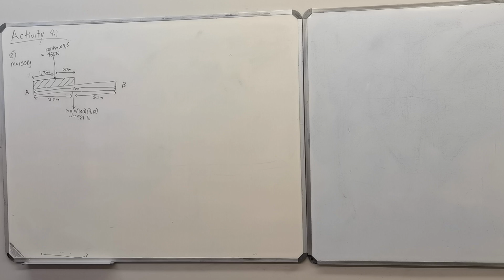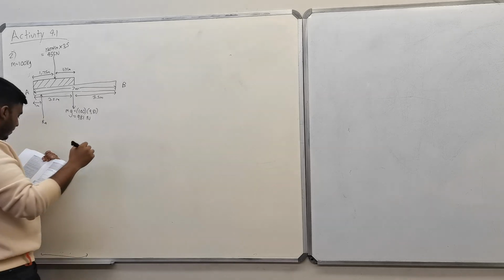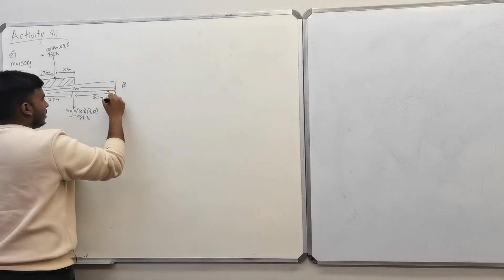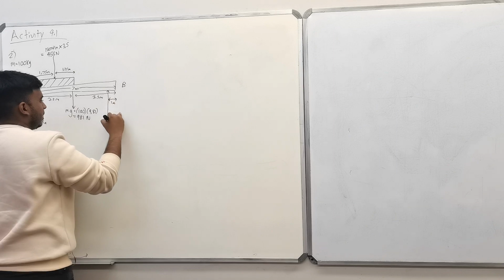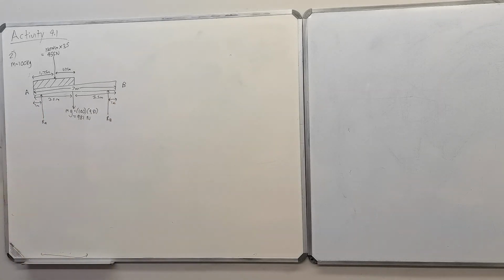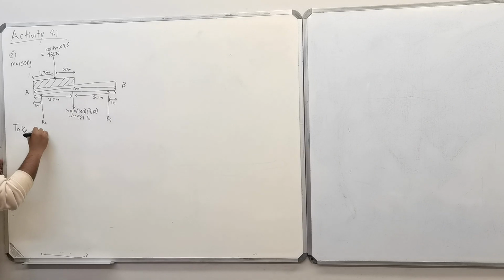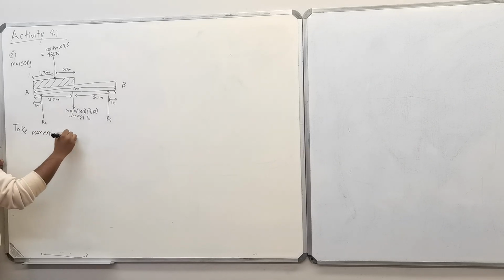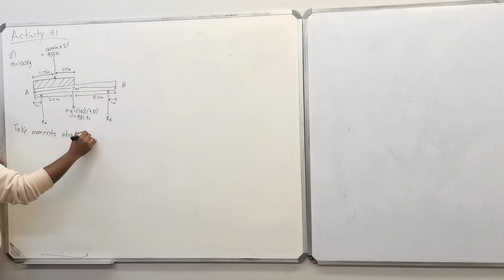It is supported 1 meter from the left. So this is 1 meter, RA, and it is supported 1 meter from the right hand. So this here is 1 meter, that's RB. Calculate the magnitude of the reaction forces. Exactly like how we would do any other question. What would we start to do? So you'll say take moments about A.